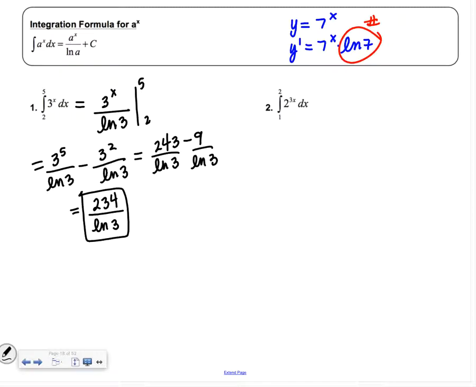All right, and the last example, I'm going to do it real quick. I still have time. I have 4 minutes. They're just letting out early. All right, there we go.